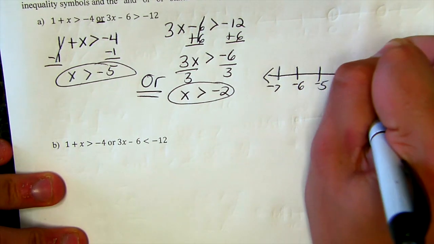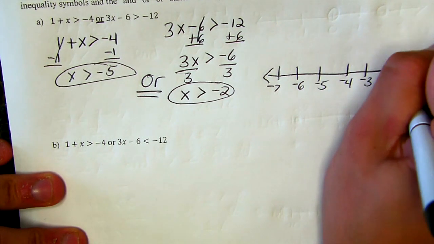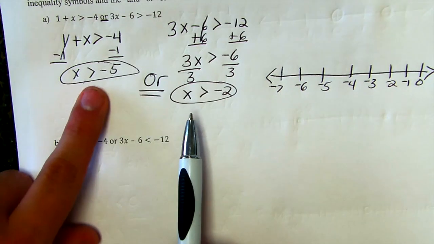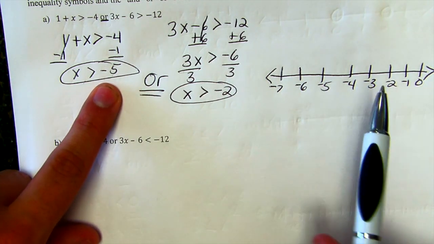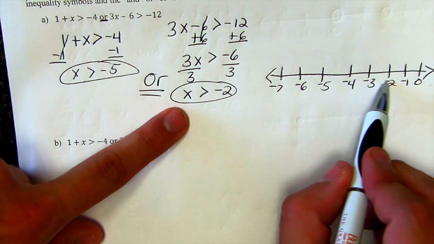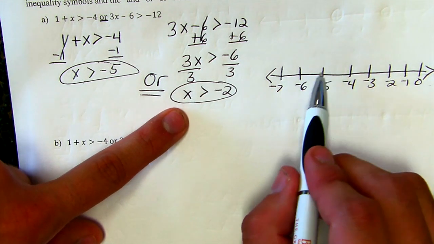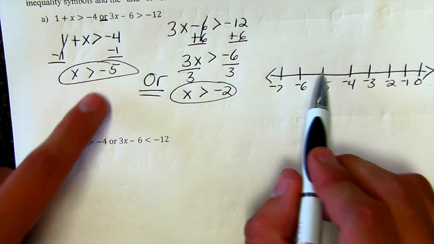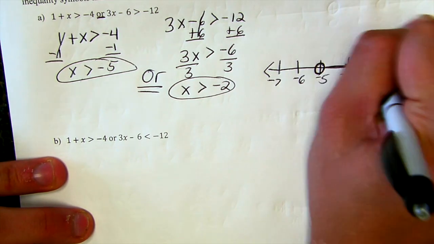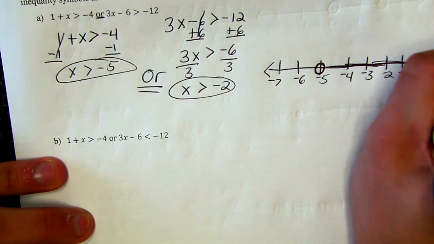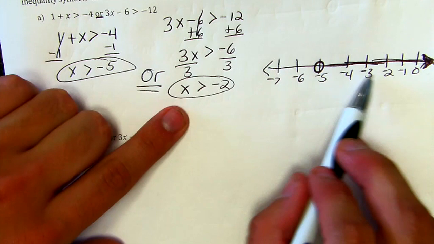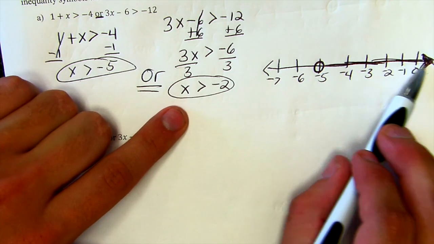So let's just start with negative 7, negative 6, negative 5, negative 4, negative 3, negative 2, negative 1, and 0. So if we look at these inequalities, we know that x has to be greater than negative 5, or we want to be greater than negative 2. This is the same thing as if we just said that x has to be greater than negative 5. Because if x has to be greater than negative 5, and we shade to the right, we could see that it's the same thing.